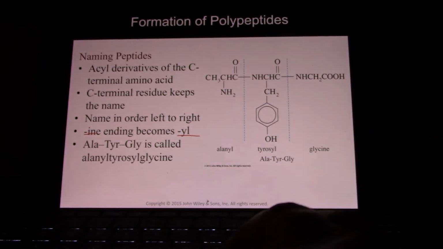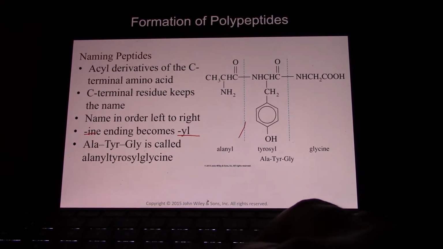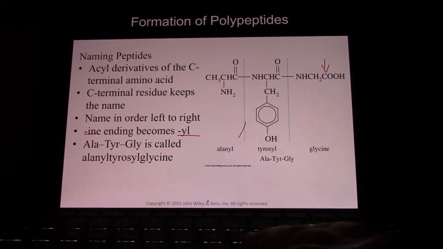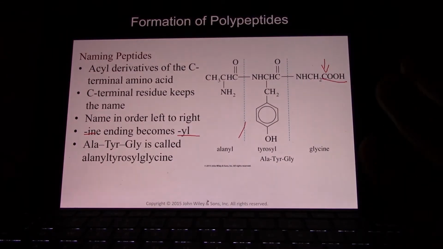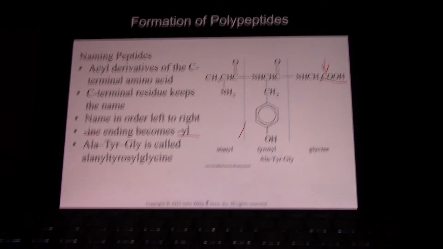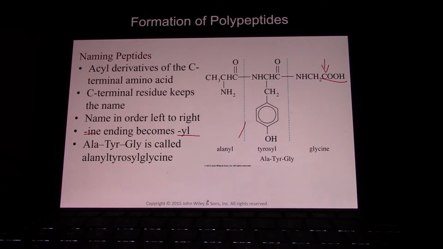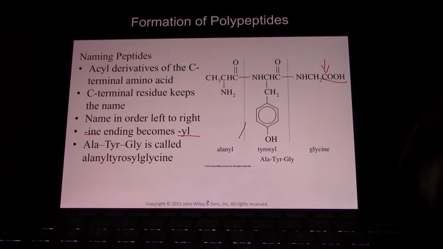So again, the C-terminal residue keeps its name. The glycine here is the C-terminal residue. It has the free carboxylic acid group, making it the C-terminus. And so glycine stays as glycine, but alanine becomes alanyl, and tyrosine becomes tyrosyl, because the INE ending becomes YL.